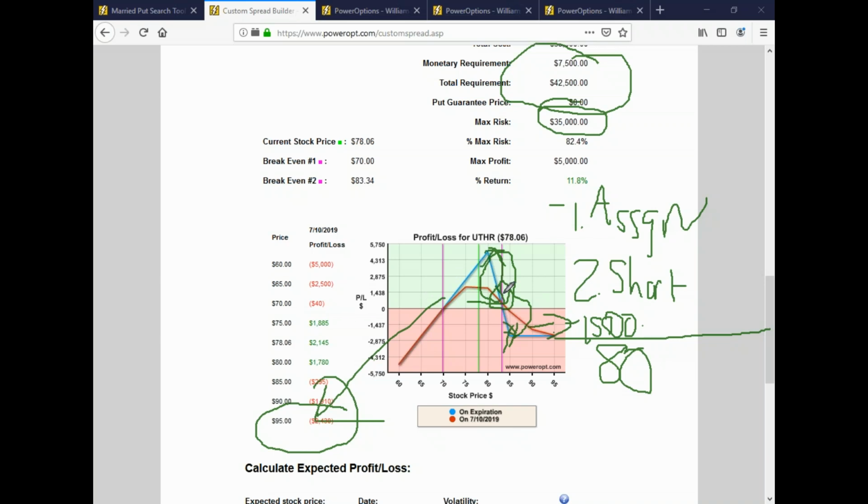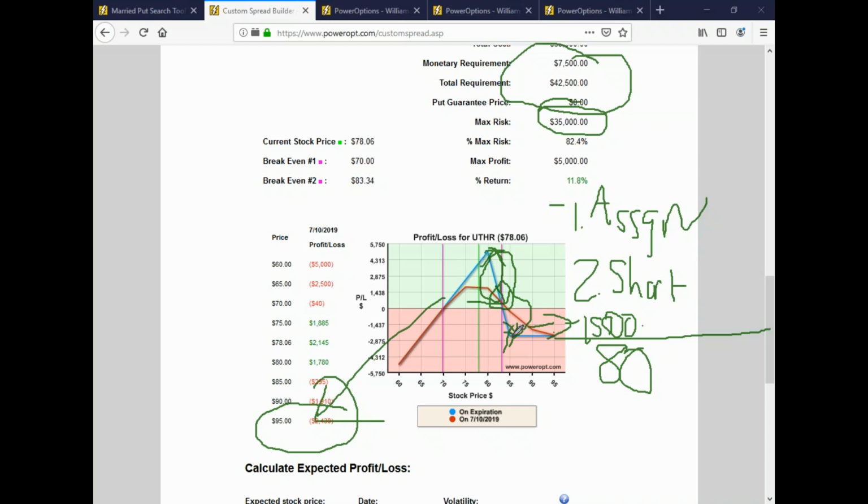If you don't do anything, you'll wake up Monday and see you're short 1,500 shares of the stock, UTHR, at $80 that's currently trading at 83.34. Or you could have bought those 15 calls back for about 335, 340, depending on where the stock was. But anywhere between the two strike prices, 80 and 85, that's what would happen.